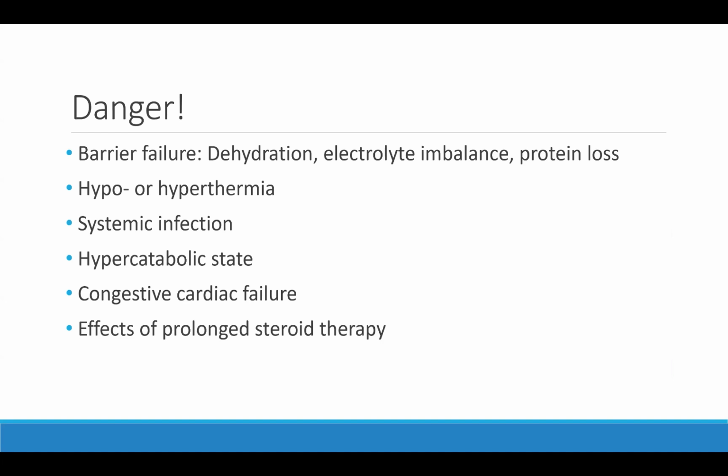Now, what are the dangers of erythroderma? Basically, it's skin failure or barrier failure, and patients can develop dehydration, electrolyte imbalance, and protein loss. They can also develop hypo or hyperthermia, systemic infection, hypercatabolic state, leading to congestive cardiac failure. And if they are treated with prolonged steroids, you can also get adverse effects from that.